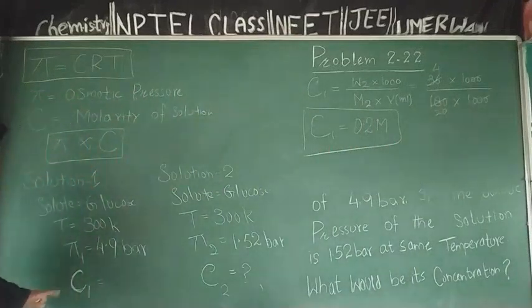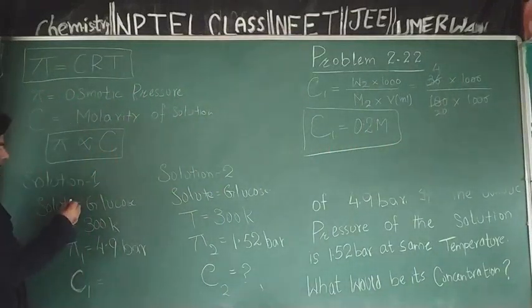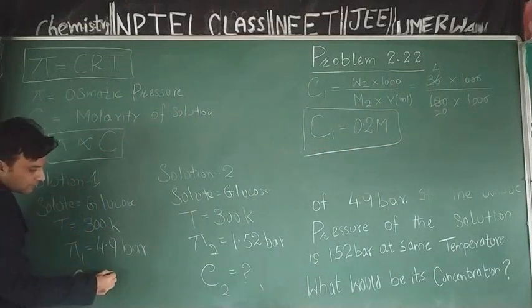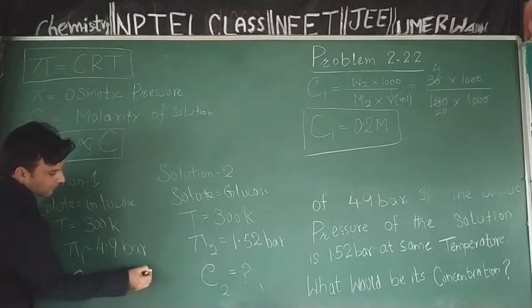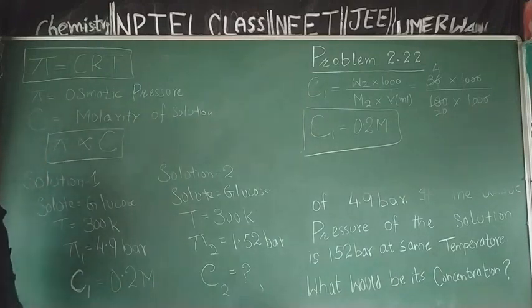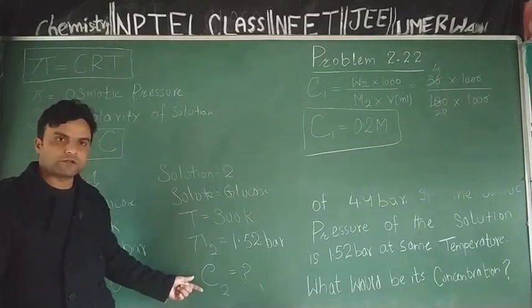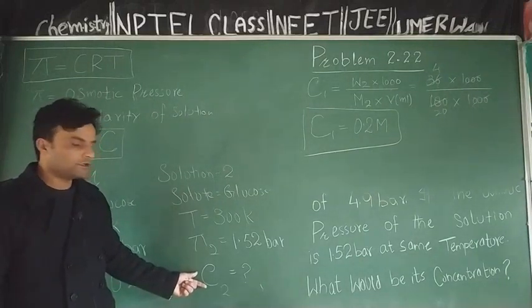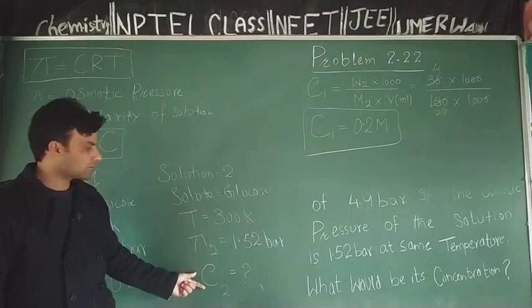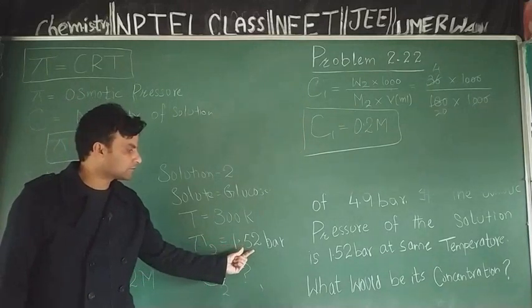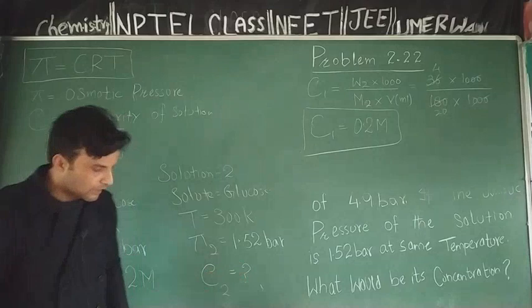By applying first idea, I calculated that molarity of solution of glucose when 36 grams of glucose are present in 1 liter is 0.2 molar. Now I need to calculate molarity of solution of glucose whose osmotic pressure value is reduced to 1.52 bar.